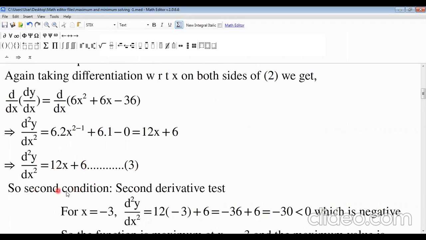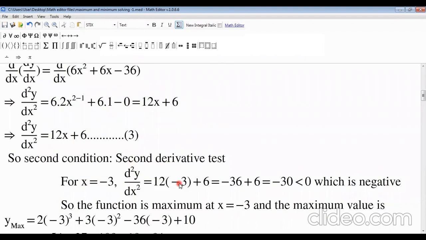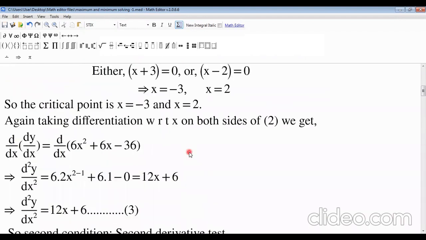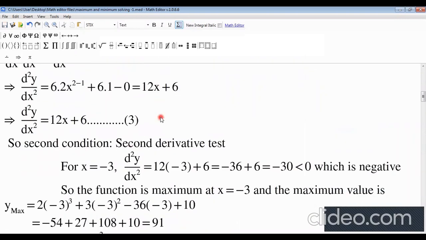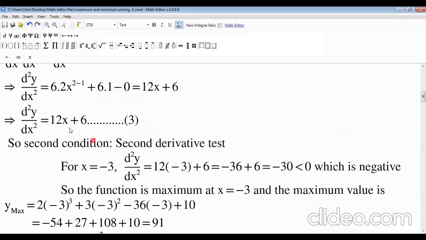Now the second condition is the second derivative test. We have to test whether it has a maximum or minimum. Suppose we have two values of x. Taking x equals minus 3, the second derivative value: putting x equals minus 3 in 12x plus 6, we get minus 30. The second derivative value is negative.